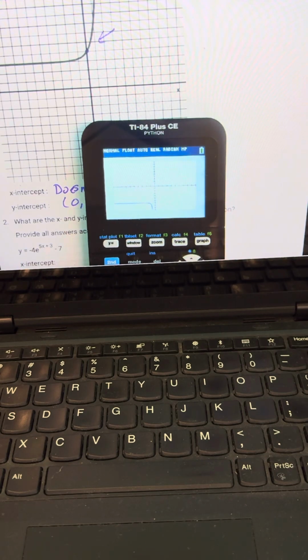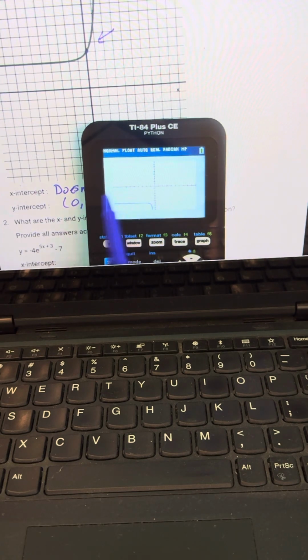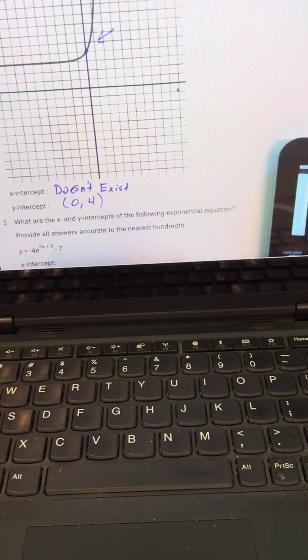So let's see, the x-intercept. Do we have an x-intercept? No, it doesn't cross the x-axis. So again, it doesn't exist.